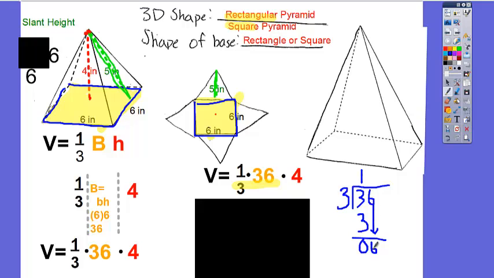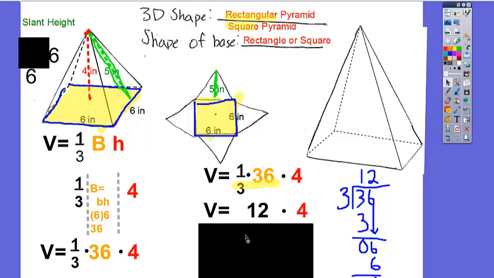3 fits into 6 twice. 2 times 3 is 6. And I'd be left with nothing here. So 1/3 times 36 is 12. So when I go to rewrite this, I'm going to write volume equals 12 times 4.